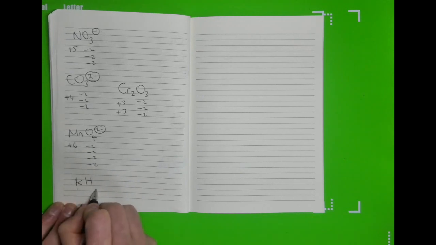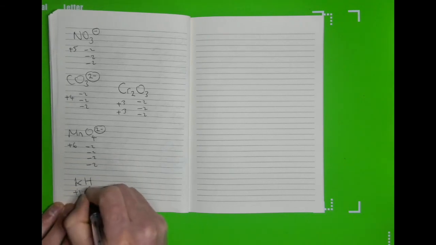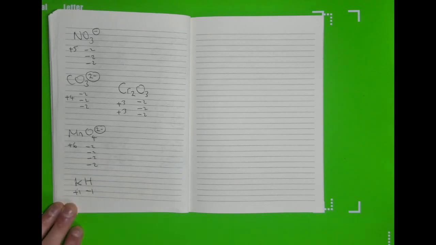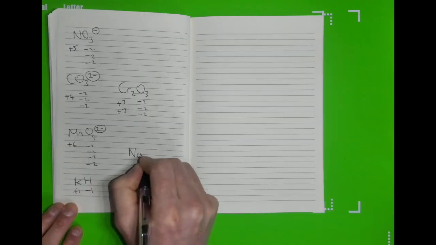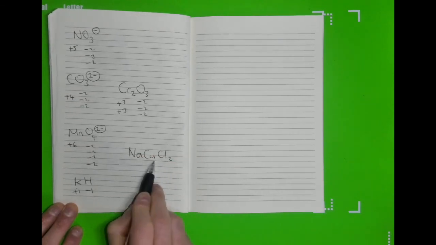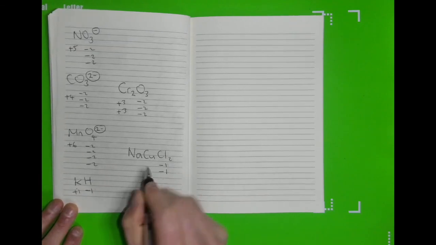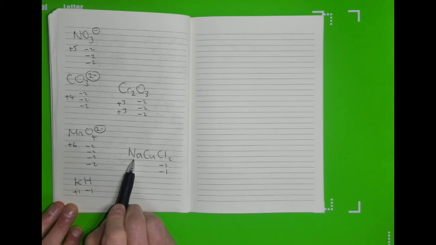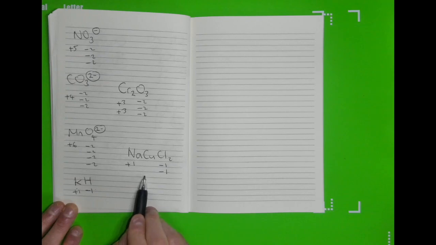Potassium hydride. Remember, everything in group 1 always has a +1 charge. So in this particular case, this isn't a hydrogen ion, this is a hydride ion. Hydride ions have a charge of -1. Okay, we've got 2 metals here and a non-metal. Each chlorine is going to be -1. Everything in group 1 is always going to be +1. It's got no charge overall, therefore the copper here must have a charge of +1.